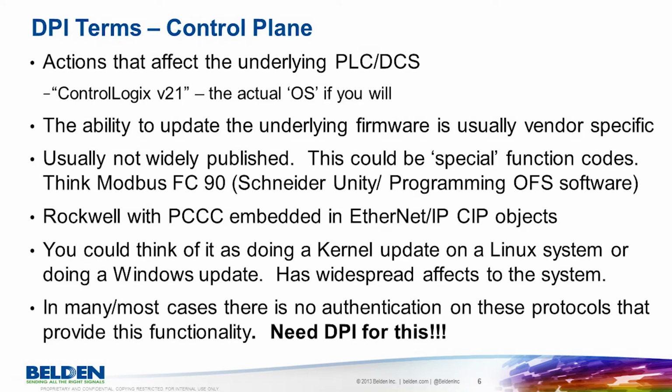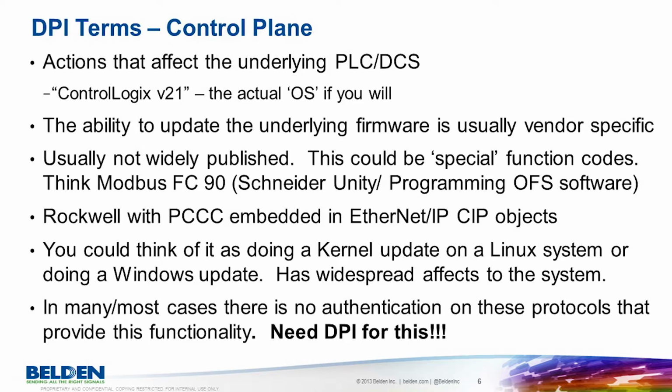Then you have the control plane. This is the stuff you can do dangerous things with. You can think of this as the version of control logic running on your Allen-Bradley Rockwell PLC. It's the ability to update firmware. This is the stuff that we really care about. Schneider has a vendor-specific function code 90, used by the Unity programming software. Rockwell has PCCC embedded or CSP v4 for some legacy PLC-5s.